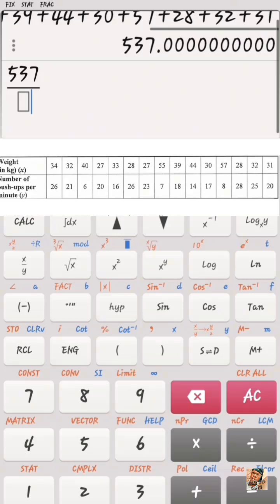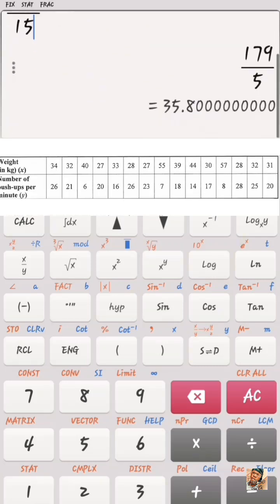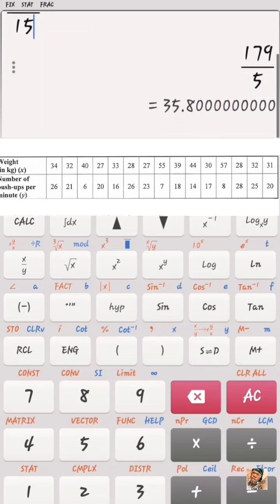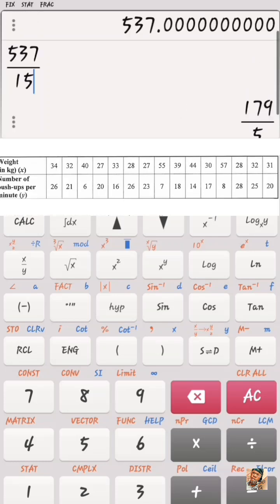It must give us 32.98. Let's see. Why is it giving us 35.8? It must give us 32.98. Why did we get it wrong? It must not give us 35.8.